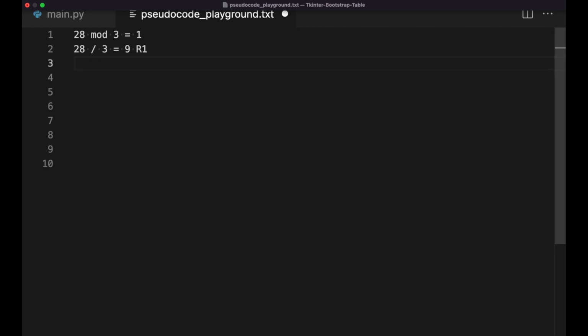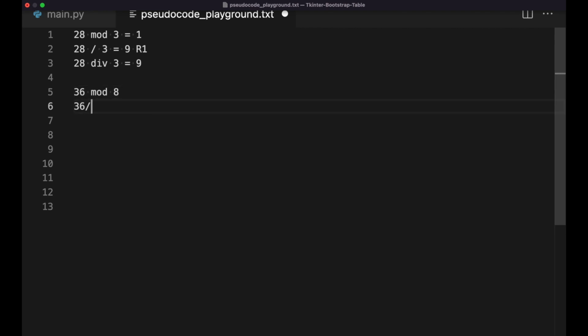Now, if we do 28 div 3, which is different from this slash right here, that means that we're just going to get 9. So we're just discounting the remainder, and we're just getting the maximum number of times that this number fits into this number. Similarly, let's go to our previous example, where we had 36 mod 8.